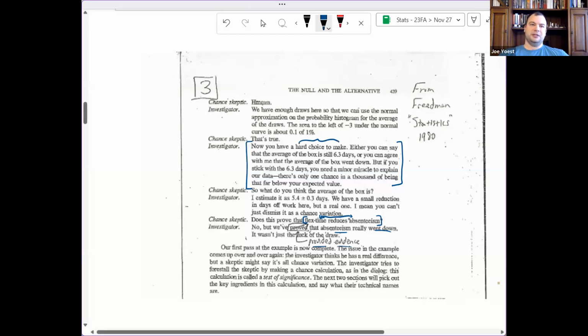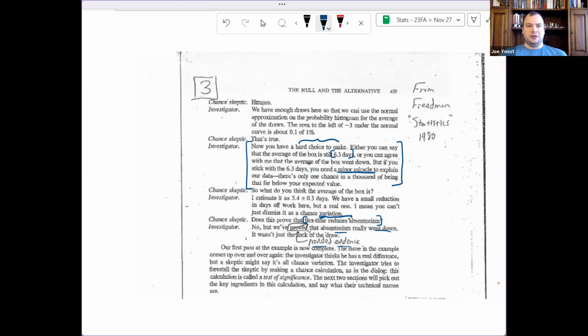You can dig in your heels and say that the mean number of days off has not changed. But for that to be true and for us to have gathered this data, it would take a minor miracle. It would be a 1 in 1,000 event, quite a rare event, to get such data if it was actually true that the mean number of days off has not decreased. And the other thing you can do is change your worldview. You could say, okay, I think that the mean number of days has actually decreased.